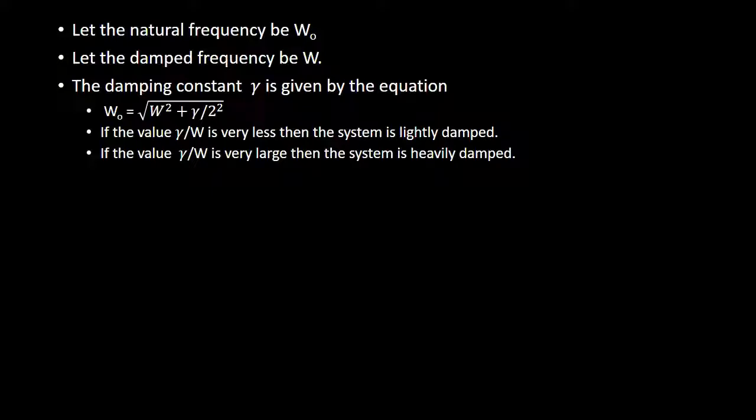After we have found the natural frequency omega naught and the damped frequency omega, a constant called the damping constant gamma can be found using the equation omega naught equals the square root of omega squared plus gamma squared by 4. This constant gamma gives us information about how the system is damped. If the value of gamma by omega is very small, then the system is lightly damped, and if the value of gamma by omega is very large, then the system is heavily damped.